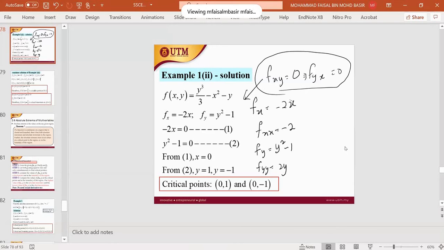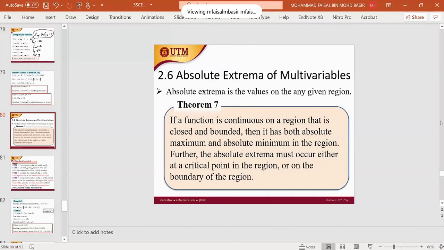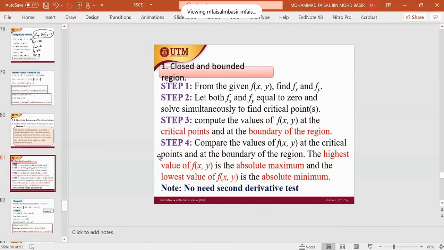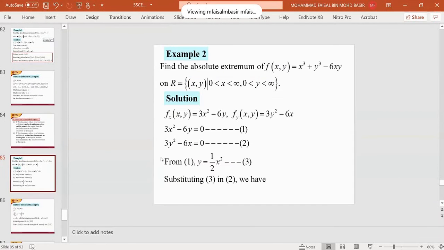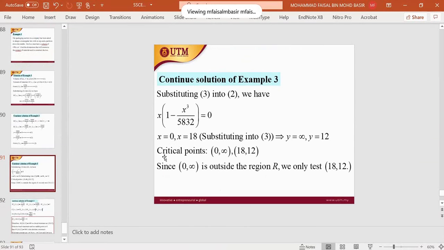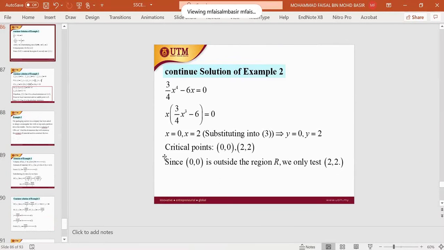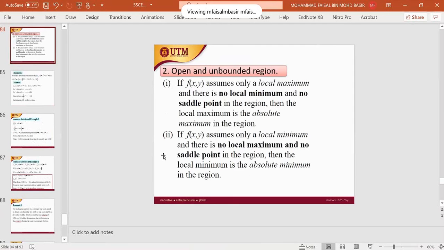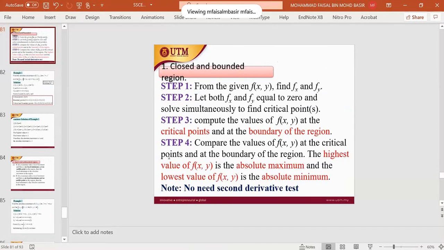Understand, Zuhair, Arifin? Okay, are you there? Okay, Zuhair, do you have any question? Understand? Any question for the local extrema?